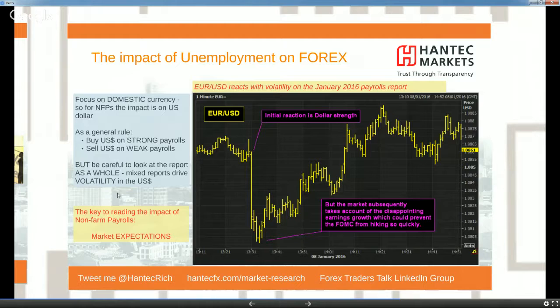But generally speaking, what we have to do is just look at the payrolls report as a whole. And again, mixed payrolls reports will drive big volatility in the markets, because there's no real convention as to exactly how the markets will look at it. And obviously we've got all the algos as well that do the immediate market reaction. I don't write algos myself, obviously, but you can imagine that they're all geared towards the headline payrolls number.